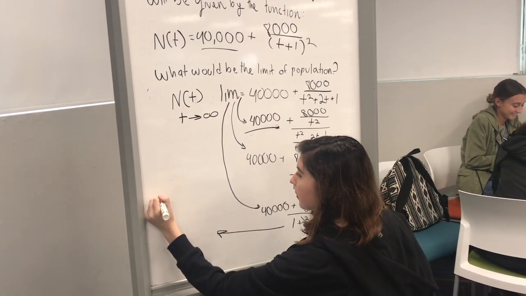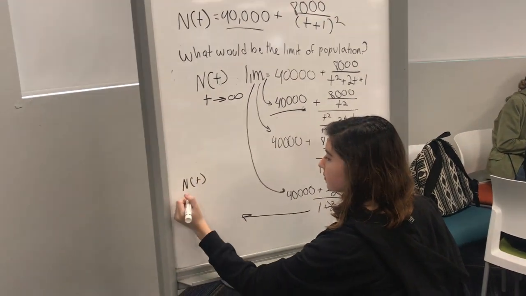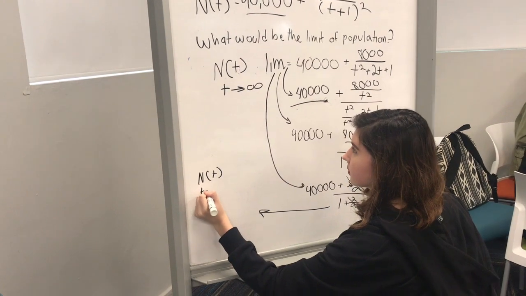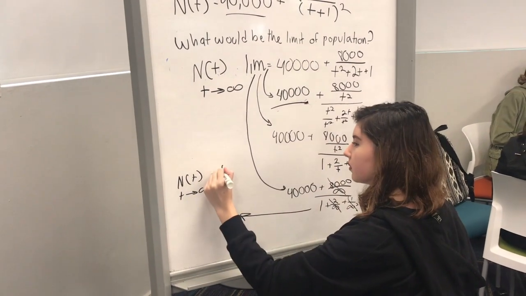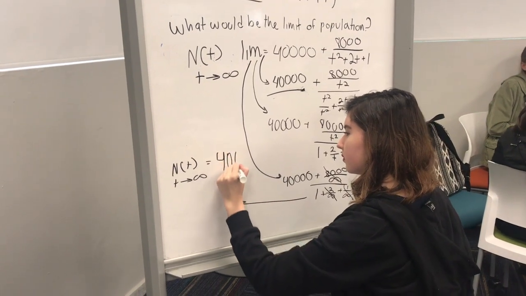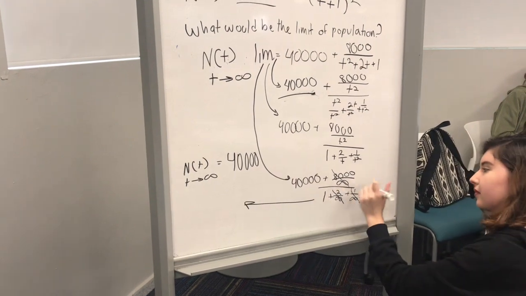You may be asking why? Well, it's because since that fraction area gives us what will be 0 over 1, where it equals 0, the 0 plus 40,000 equals 40,000, which means that the limit of population that can happen is actually 40,000.